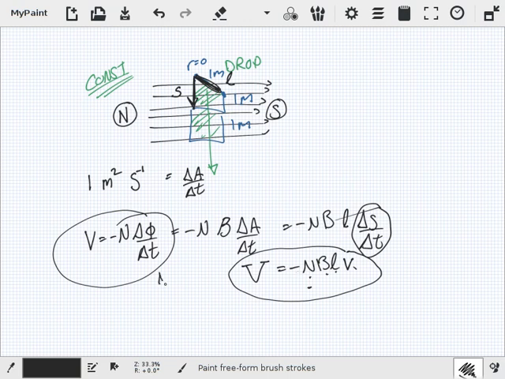Yep, this is actually the same as this if the A is changing and not the B. So if B is fixed and A changes.